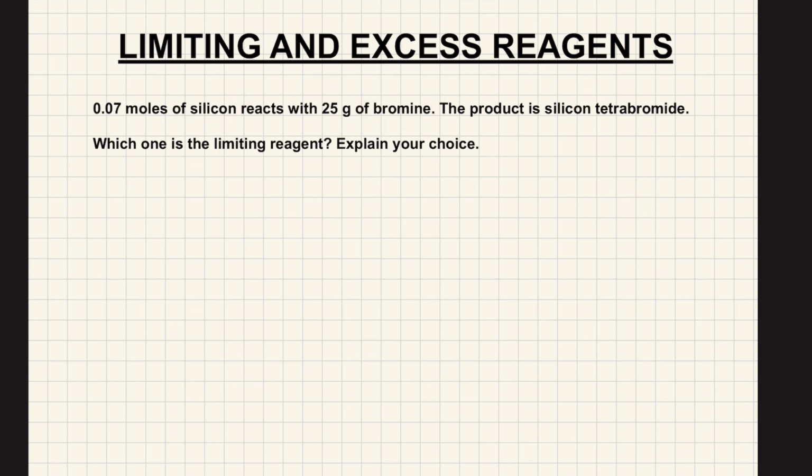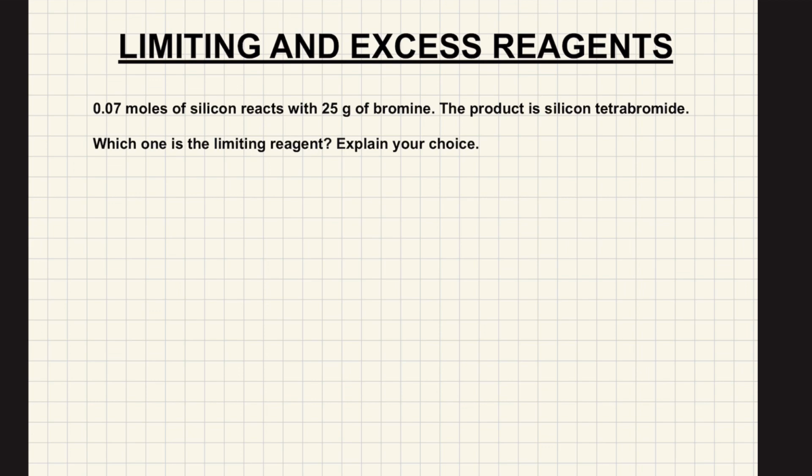Limiting reagent means which chemical gets used up first. And because it gets used up, the reaction stops, okay, because there's no more of that particular chemical. So which one gets used up first, silicon or bromine? Okay, the product is silicon tetrabromide, and we know that tetra means 4. That means in this compound there is 1 silicon atom and 4 bromine atoms.